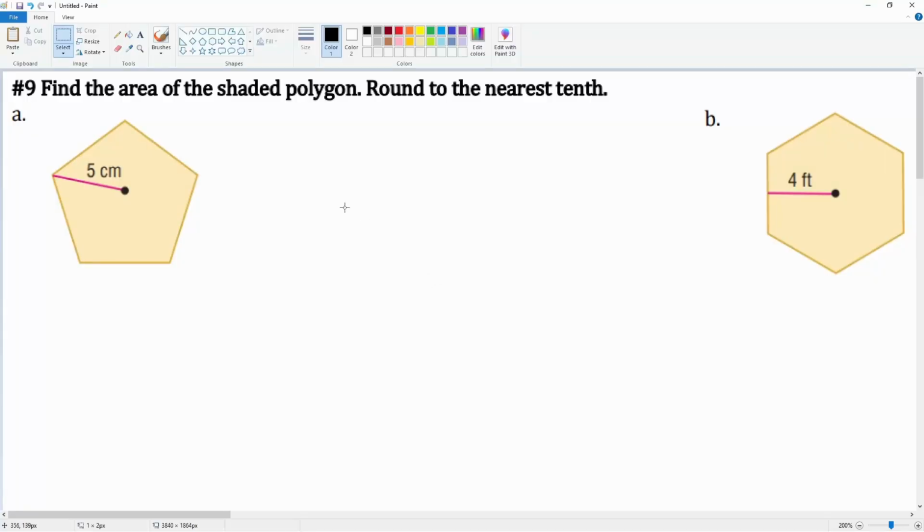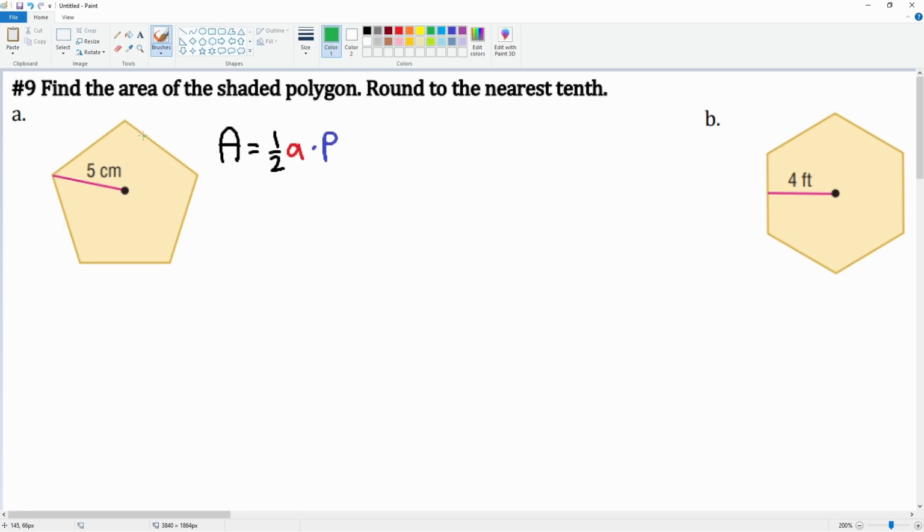Number 9, you're going to find the area of the shaded polygon, rounded to the nearest 10. So what we have here is this polygon. The area of any regular polygon can be defined by the area is equal to 1/2 the apothem, which is the A, times the perimeter of the shape. So what we need to do is find the apothem.